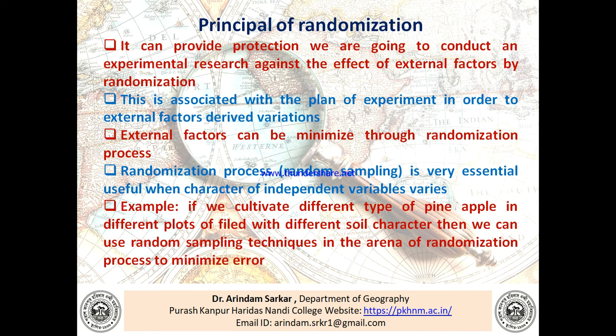This is associated with the plan of the experiment in order to deal with variations derived from external factors. External factors can be minimized through the randomization process. Randomization, which is associated with random sampling, is very useful when the characters of the independent variable vary. If we cultivate different types of pineapple in different plots of a field with different soil character, then we use random sampling techniques in the randomization process to minimize error.